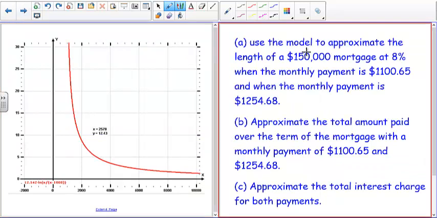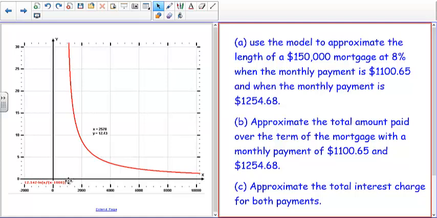Use the model to approximate the length of a $150,000 mortgage at 8% when the monthly payment is $1,100.65 and when the monthly payment is $1,254.68. So you could try to use this graph. The problem is that here we're using it to like 6 decimal points, so that's probably not the best thing to do.